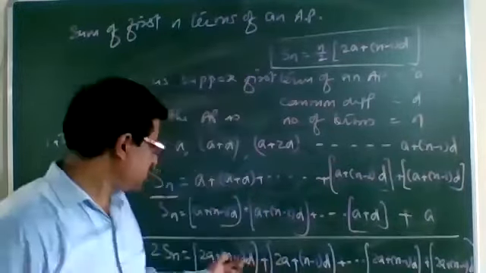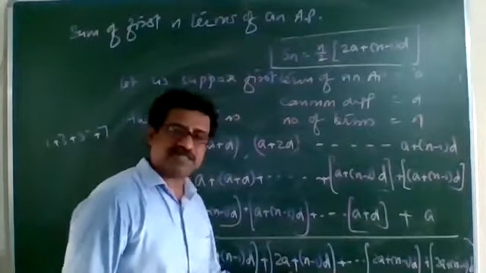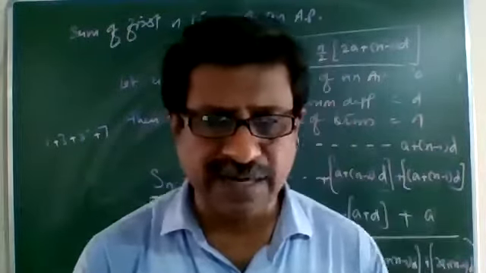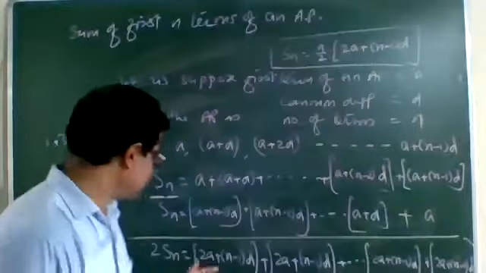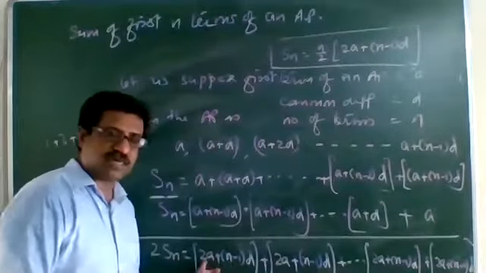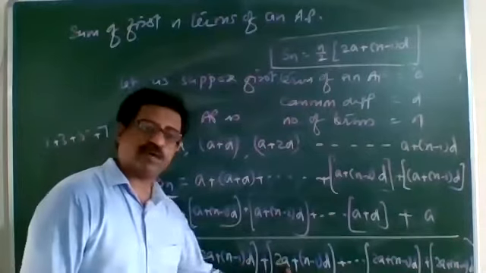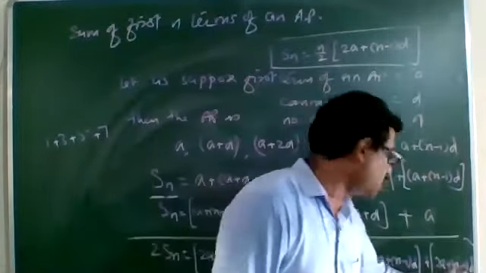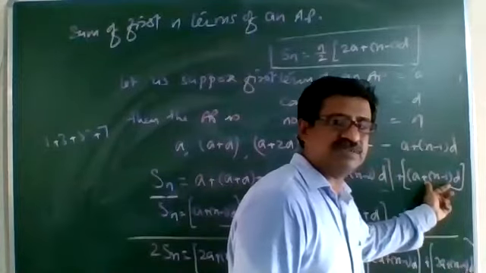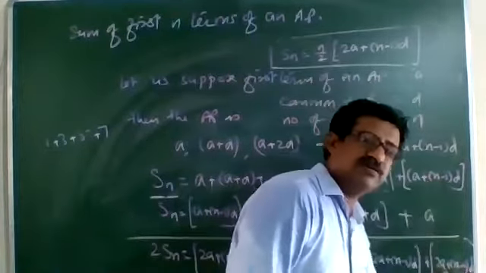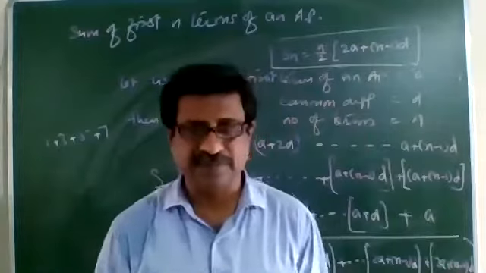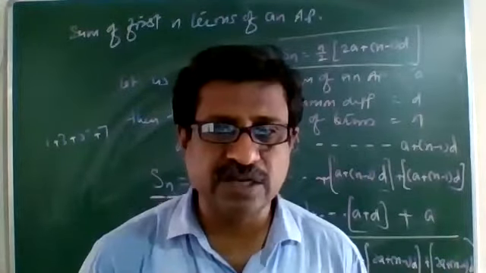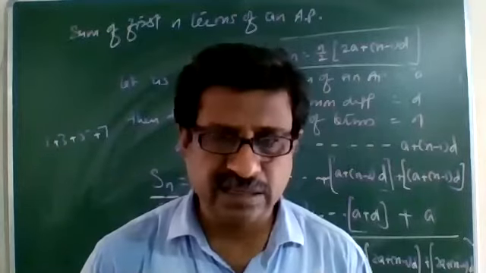Now this 2a plus n minus 1 into d is added how many times? This is one time counted, this is the first time we got 2a plus n minus 1 into d, plus the third time, that way we got this is the last term which is considered as the nth term. Therefore it is the nth term of the same. This 2a plus n minus 1 into d is added n times.